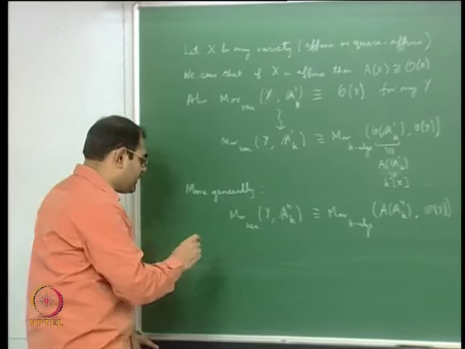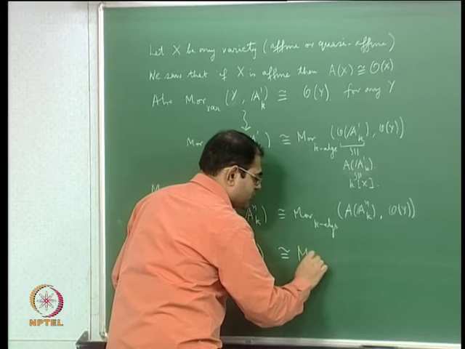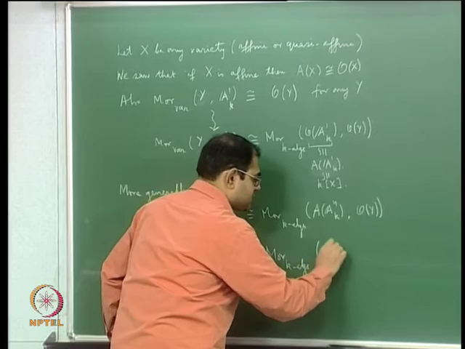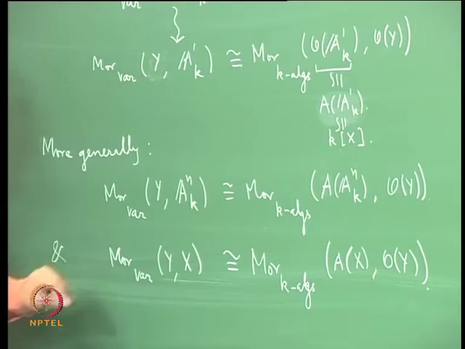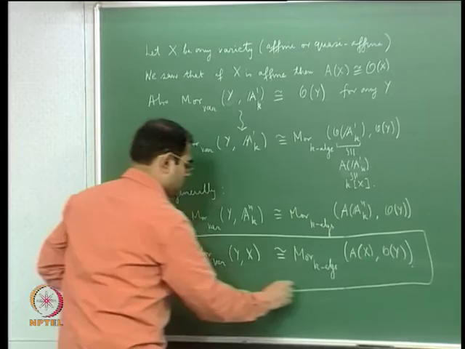So I can also write it as: morphisms of varieties from Y to X are in a natural bijective correspondence with morphisms of k-algebras from A of X to O_Y, where of course X is an affine variety. So this is the most general statement. In this general statement, if you put X equal to A^n, you get the earlier statement.